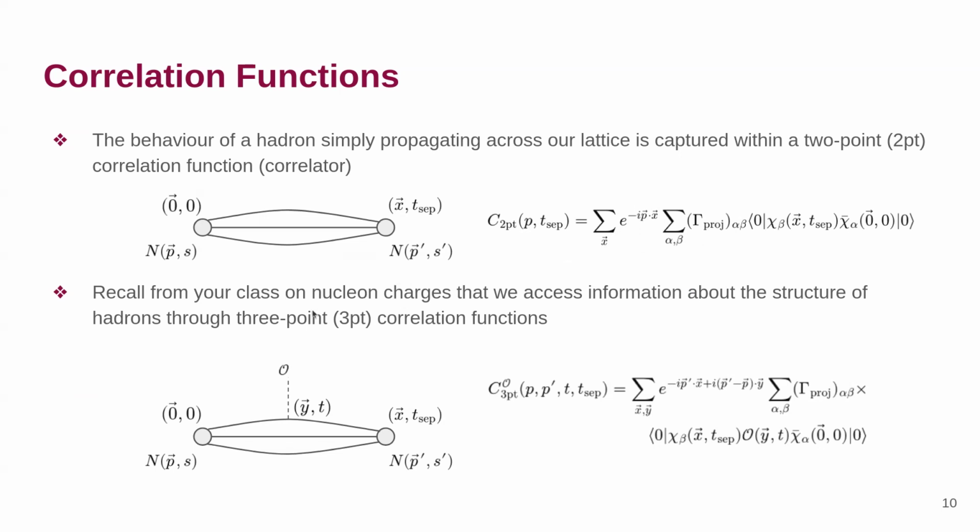Similarly, we can look at the 3-point correlators. It's the same picture, where now we have some operator O, might be a photon, for example, which imparts some momentum transfer. So now this nucleon has different ingoing and outgoing momenta in the 3-point correlator picture, and we can write down the corresponding expression for that 3-point correlator.